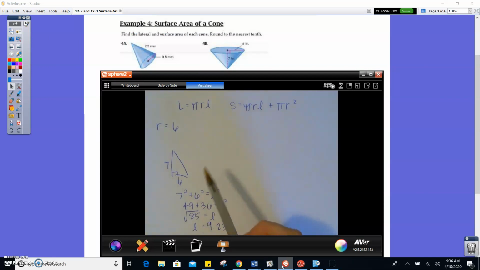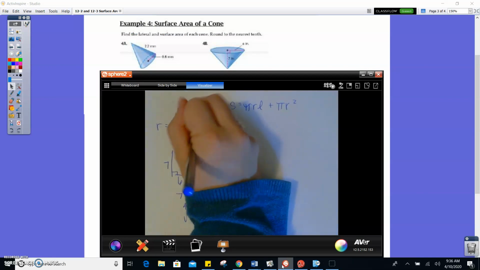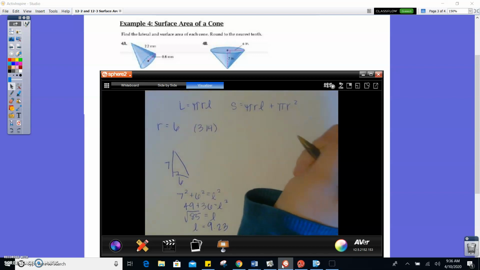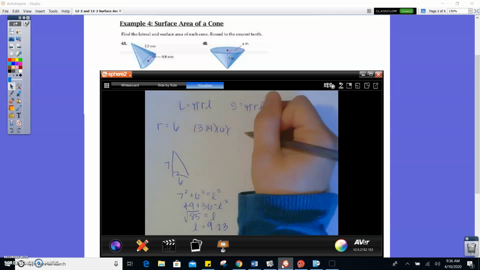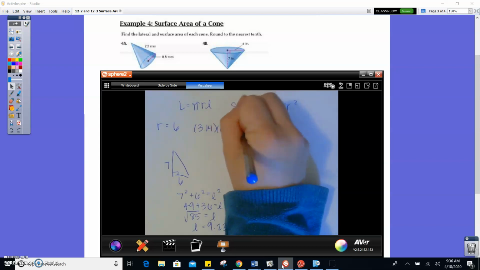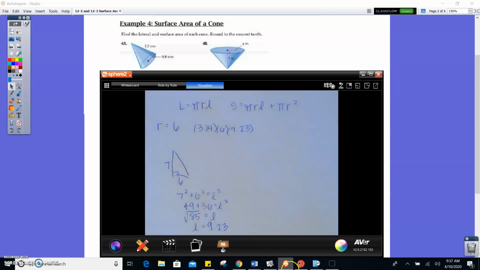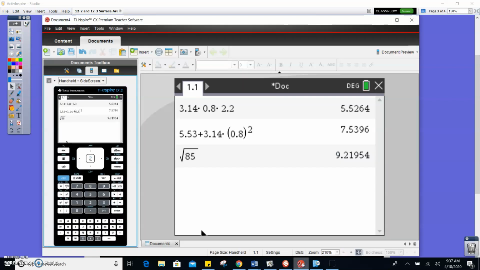So I can substitute that into my lateral formula. So pi, again, 3.14 times my radius of 6 times that lateral slant height of 9.23. And now all I would need to do is multiply those values. So 3.14 times 6 times 9.23. That gives me a lateral surface area of 173.9. I'm going to go ahead and round to the tenths place.